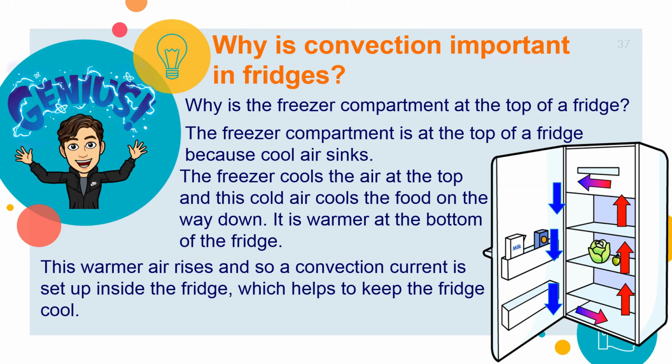Ito rin yung reason kung bakit yung mga aircons is nasa taas, para of course yung lamig bababa and of course tataas naman ngayon yung hot air. So para mag-provide siya ng circulation or yung convection current within the room. Kasi kung ilalagay mo siya sa baba, then of course hindi magmo-move yung hot air at saka yung cool air kasi nasa baba lang siya.